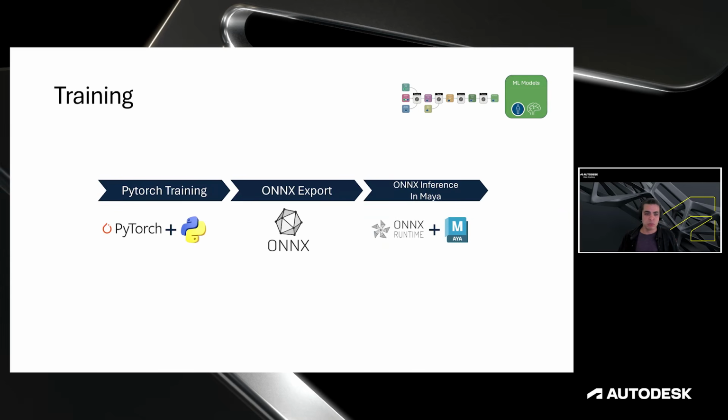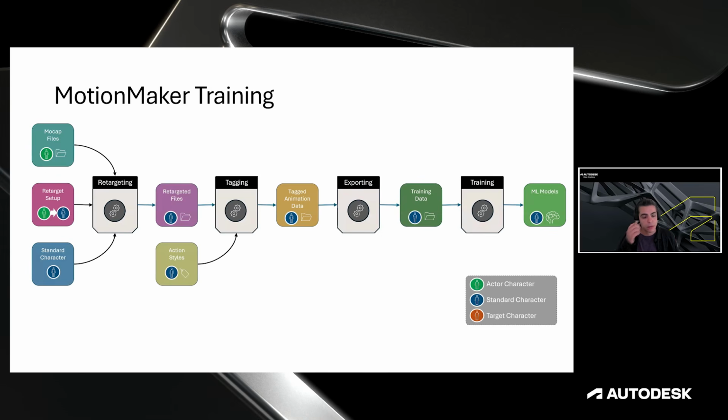Once we have that, we use standard libraries for machine learning. So last year with Maya, we shipped the ML Deformer, which was the first ML-enabled feature in Maya, using PyTorch for training and ONNX for inferencing. So for MotionMaker, we're using the same toolset. So that's it for the training pipeline.